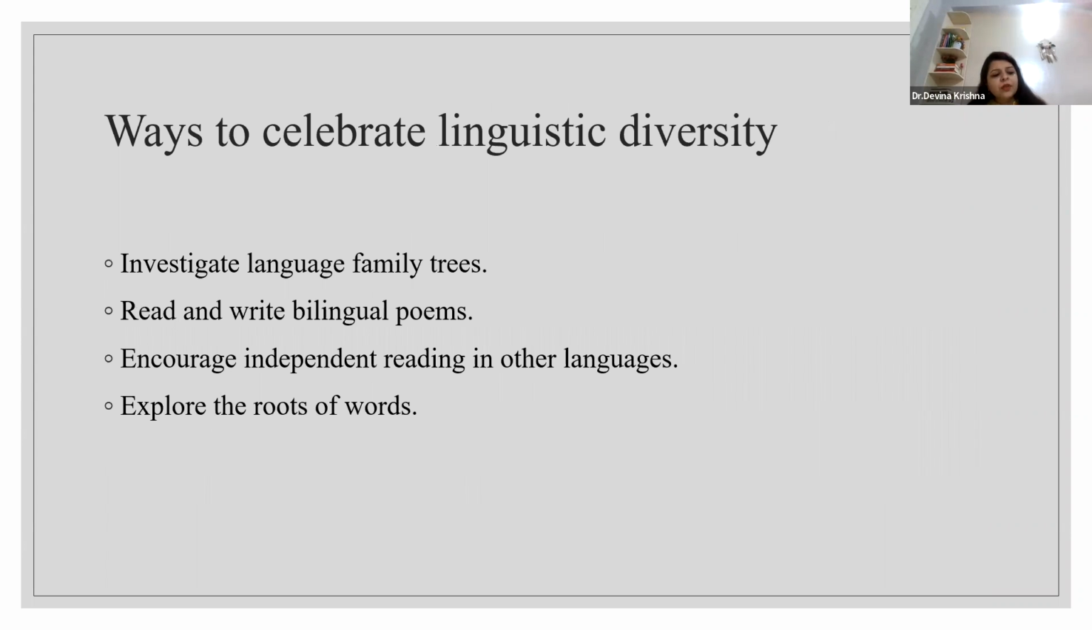Now, what are the different ways through which we can celebrate linguistic diversity? I have just mentioned a few of the ways over here. So we can investigate language family trees. We can read and write bilingual poems. We can encourage independent reading in other languages. We can explore the root of words. However, there are other ways also. These are some ways I have just mentioned.